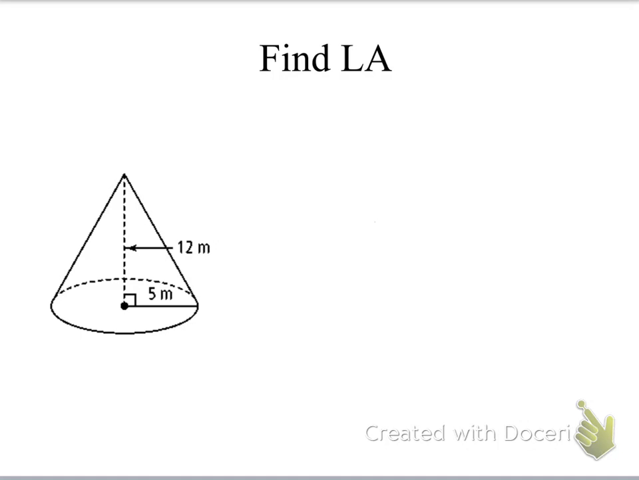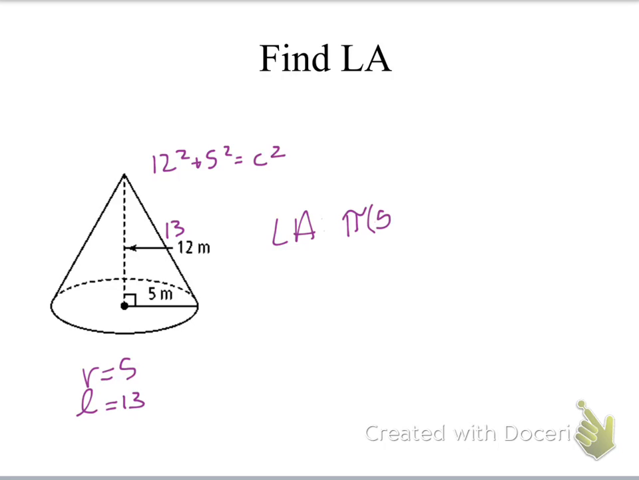Going back to our notes here, my radius is 5. My slant I need to find, because remember slant's on the outside, so I do 12 squared plus 5 squared equals c squared, and I get 13. So my lateral area is pi times my radius times my slant, and I get 90 pi centimeters squared.